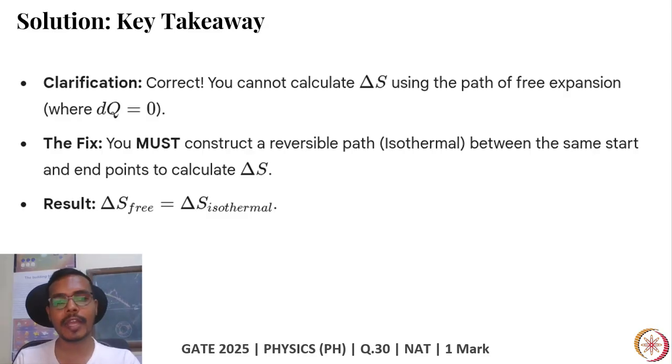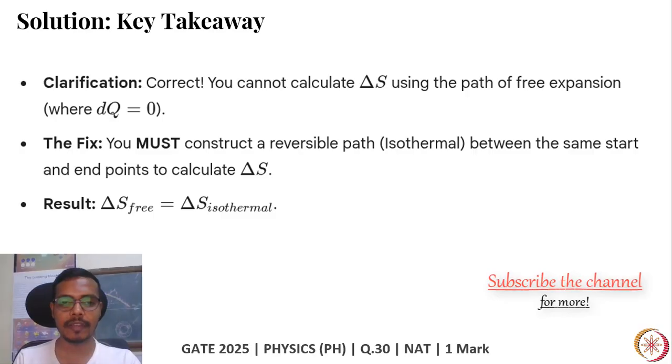Let us look at a key takeaway from this particular problem, and it is always a common trap. You might think, wait a minute, free expansion is adiabatic. That means dq is 0. Shouldn't entropy change be 0? No. The integral dq over T only equals entropy change for reversible processes.